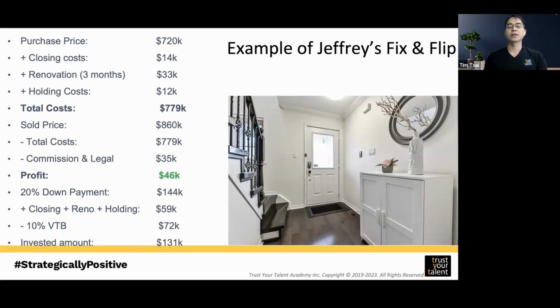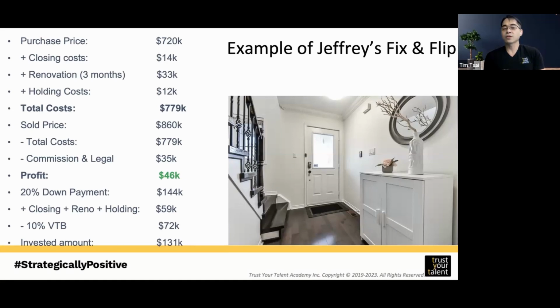However, let's take a look at how Jeffrey actually creatively did this deal. And honestly, it is very creative simply because of the fact that this is a single family type of property. And you'll notice that there is a 10% vendor take back, VTB. That's what it stands for. Seller financing or vendor take back. So 20% down payment, as we mentioned.